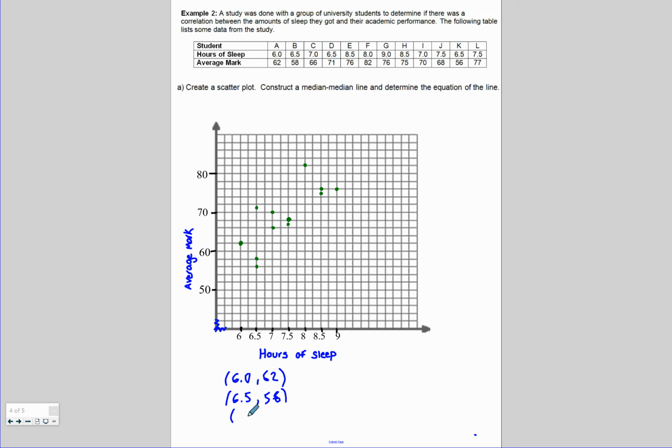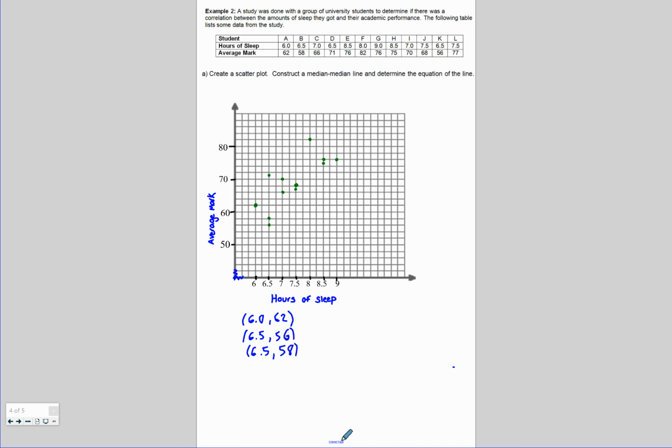Then I have 6.5 and 58. I'm trying to see that that's a 6. Then I have 6.5 and 71. So that's one group. Remember, it's always 3 equal groups, or as much as equal as possible.